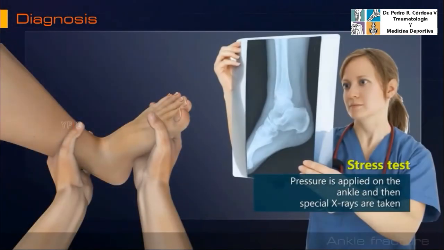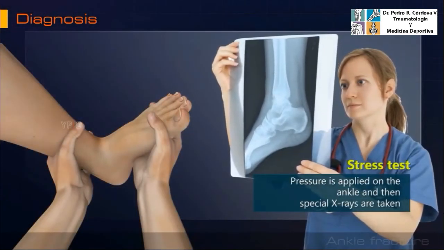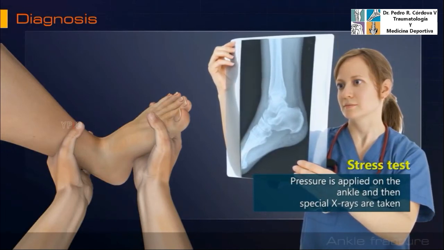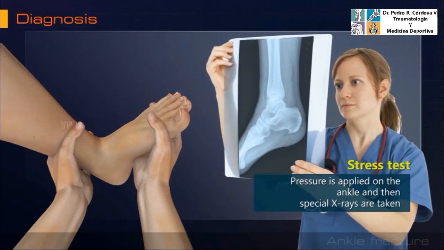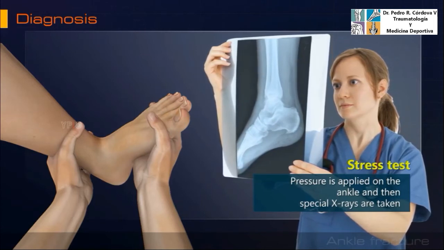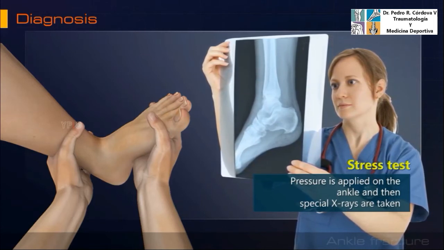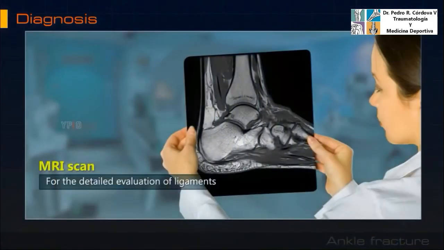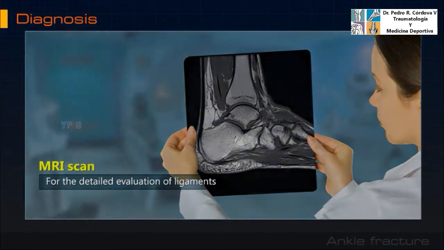In some cases, pressure is applied to the ankle and then special X-rays are taken. This procedure is called a stress test. This test is employed to check the stability of the fracture to decide if surgery is necessary or not. In complex cases where detailed evaluation of the ligaments is required, an MRI scan is recommended.